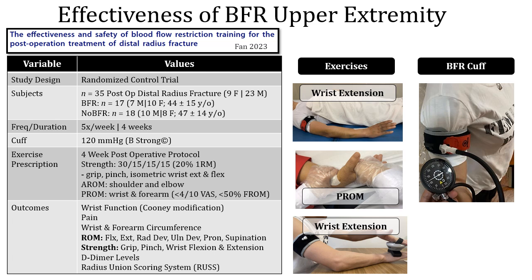So there were some of the exercises indicated by the article as far as wrist extension against gravity and lying. You can see the passive range of motion and then the isometric wrist extension with the handheld dynamometer. And then that's the B-strong cuff as demonstrated and sported by the individual there.